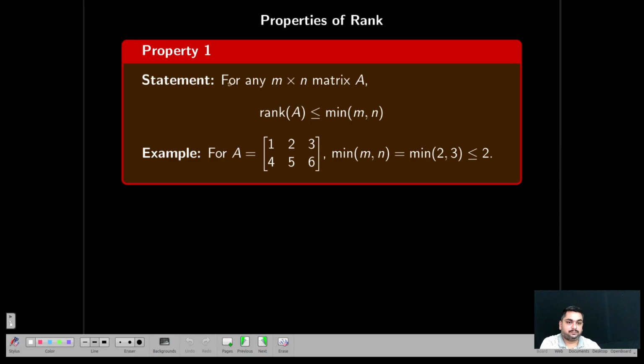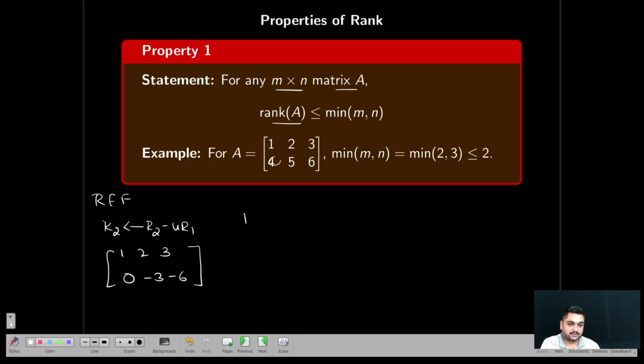Let us take this example. For any m cross n matrix A, the rank will be less than or equal to the minimum of the order of the matrix. So for A equal to 1, 2, 3 and the second row, try to convert it to row echelon form. In row echelon form, we try to make entries 0. Here R2 becomes R2 minus 4 R1. The resultant matrix is 1, 2, 3, and 0, minus 3, and then minus 6.